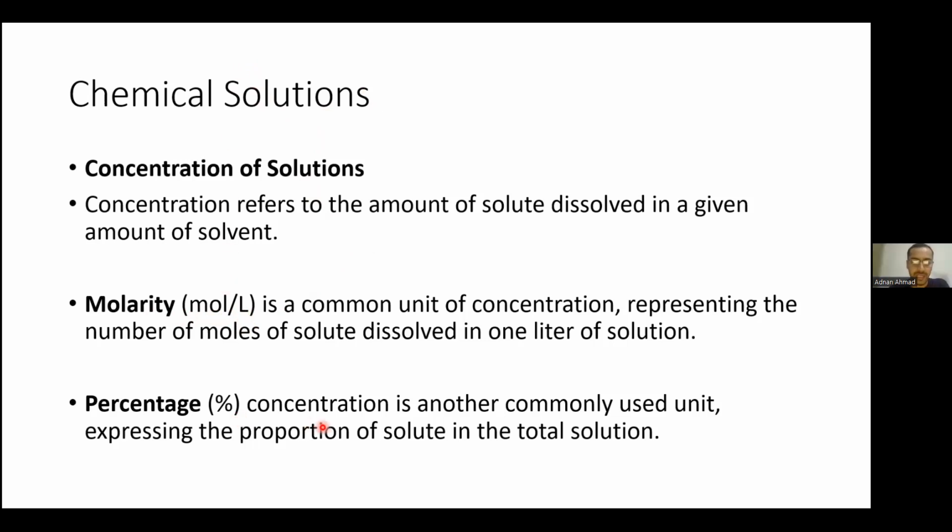So what is a percentage? Percentage is another unit that is used for the concentration of solutions. It is another commonly used unit expressing the proportion of solute in the total solution. So these are the units that we use to tell others that I have added this much of solute in this much of solvent.